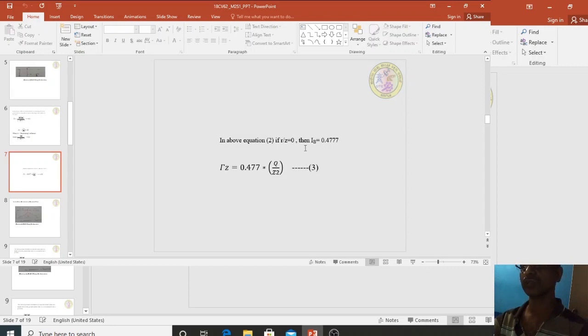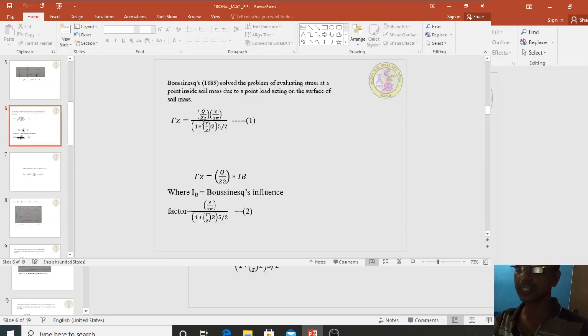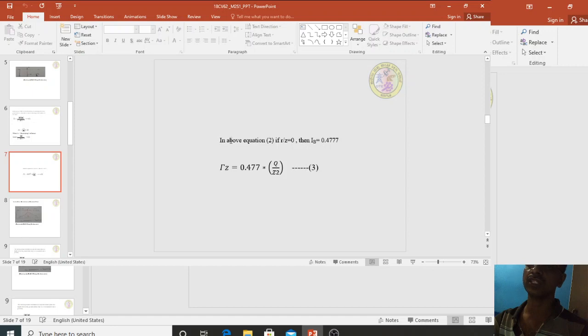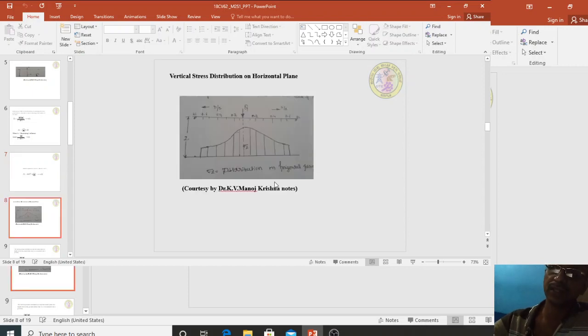So if you substitute r by z is equal to 0 in this equation, your equation sigma z will be Q by z square into 3 by 2 pi, because this is 1. So if you simplify 3 by 2 pi, you will get some value. That value is 0.477, multiplied by Q by z square. So this is the modified equation of Boussinesq, where r by z is equal to 0. Have you understood? Fine. Next.